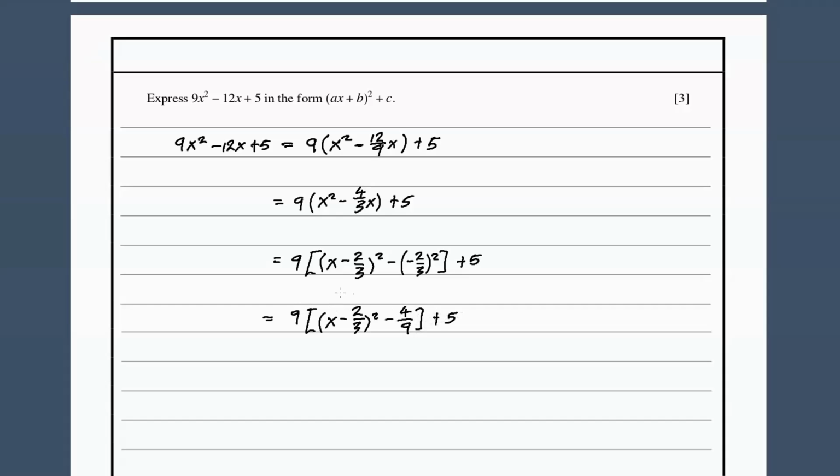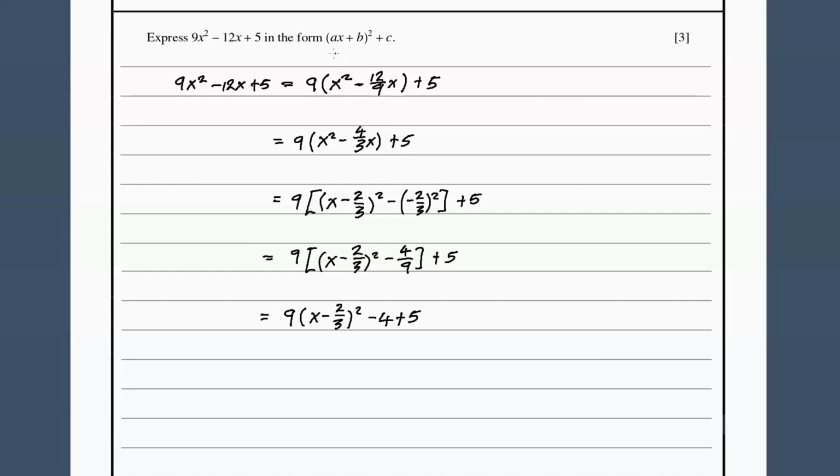Now I'm multiplying 9 into the square bracket, so that we'll be having 9 of x minus 2/3 squared, and 9 times minus 4 over 9 is minus 4, and there's a plus 5 here. All right. Okay, so looking at this and what they want us to have, we do not have a constant outside the bracket, but the constant a is multiplying x inside the bracket.